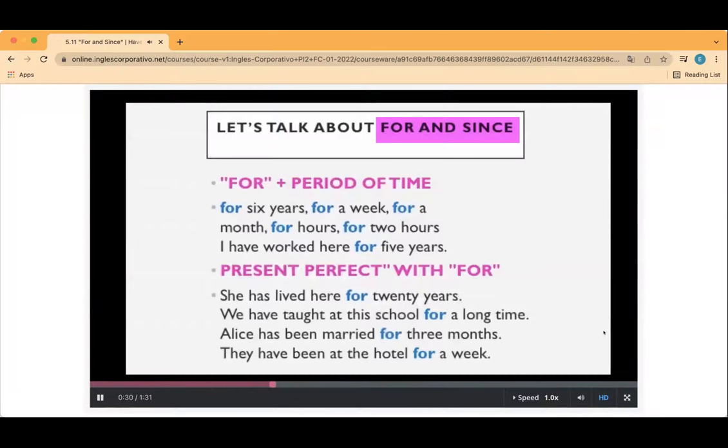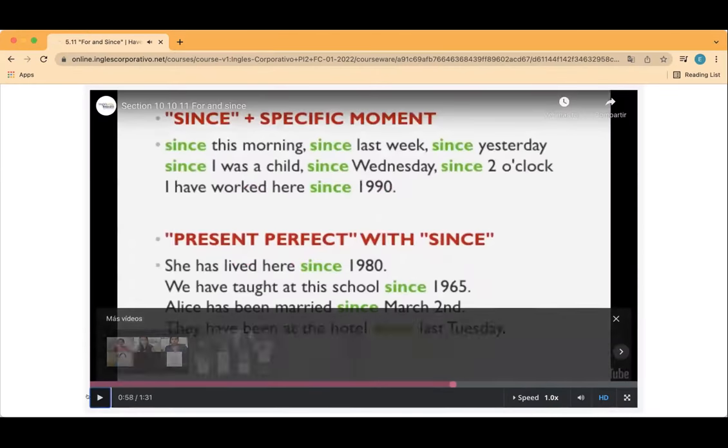For plus period of time. For 6 years, for a week, for a month, for hours, for 2 hours. I have worked here for 5 years. Present perfect with for. She has lived here for 20 years. We have taught at this school for a long time. Alice has been married for 3 months. They have been at the hotel for a week. Since plus a specific moment.